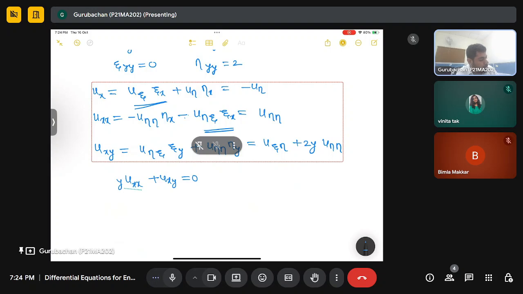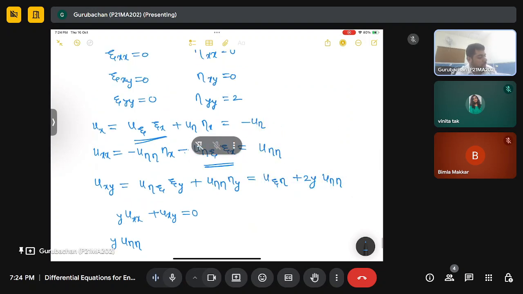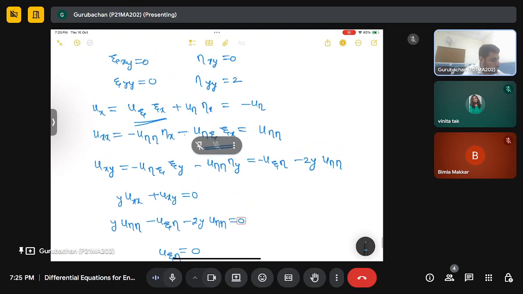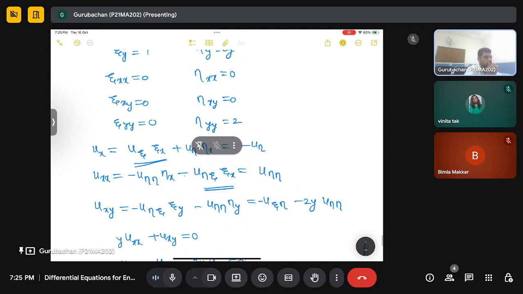So this will be y times of u eta. Okay, there was a negative sign that we have missed here. So this will be minus, minus minus. Now it will be correct. So minus u xi eta plus minus 2 by eta eta, this will be 0, and from here your u xi eta will be 0. Is it so? We'll get it 0.